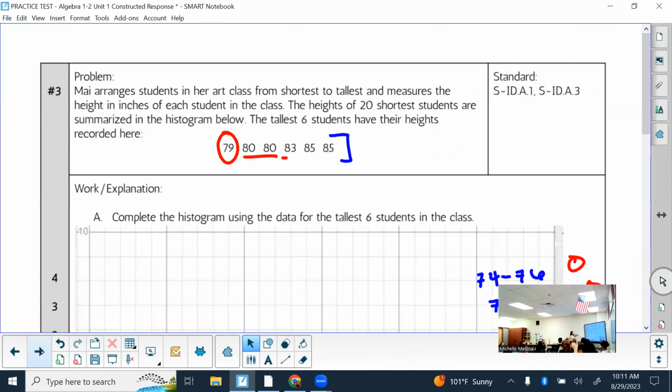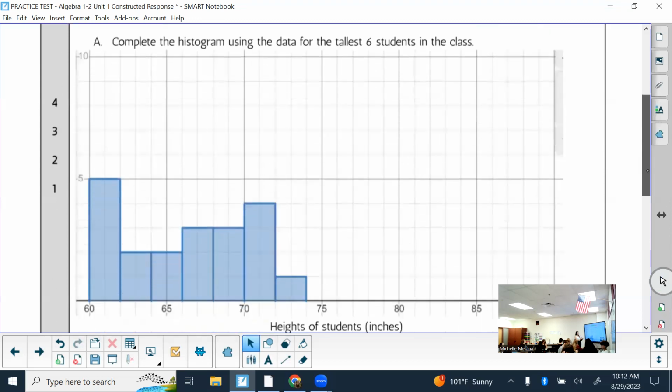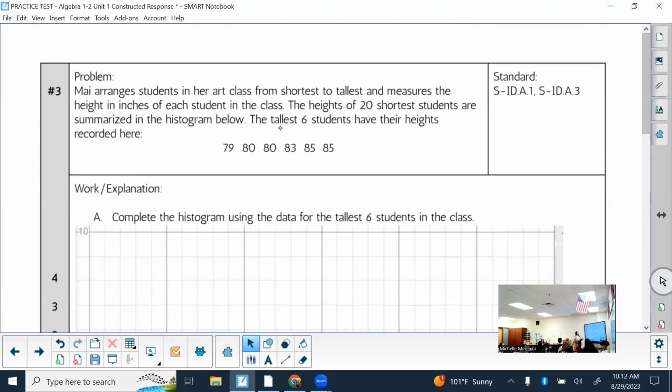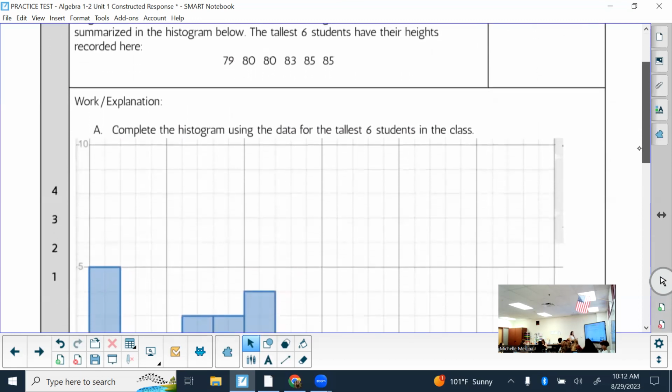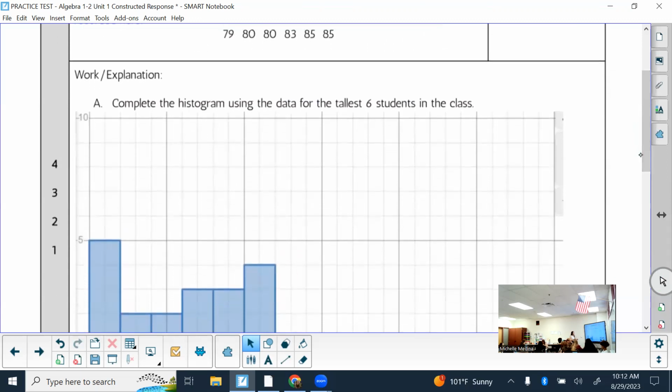So we have May arranges students in her art class from shortest to tallest and measures the height in inches of each student in the class. The heights of the 20 shortest students are summarized in the histogram below. So that's already on the histogram, the 20 shortest students is already drawn for you. And then we have the tallest 6 students have their heights right here. We need to complete the histogram using the data for the tallest 6 students. So if I need to complete the histogram that's already partially there, you need to keep the intervals consistent.